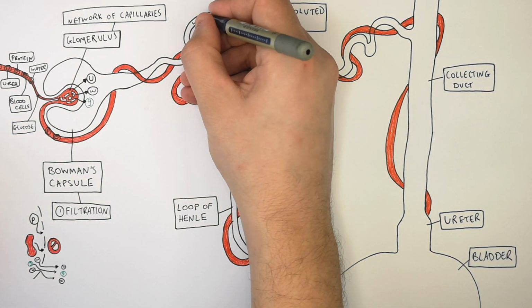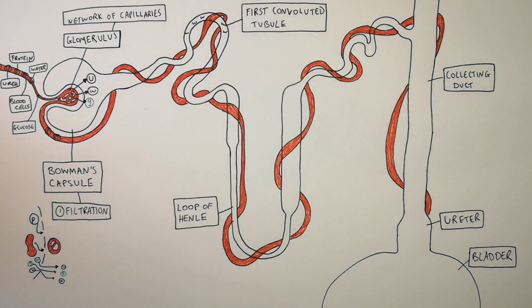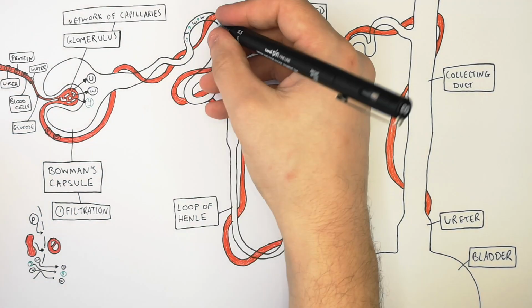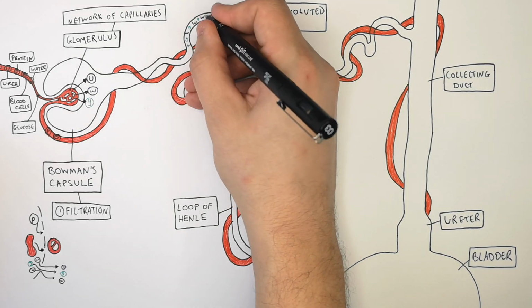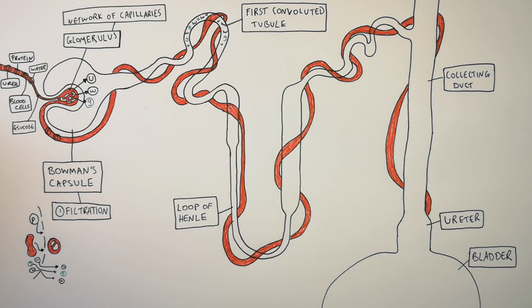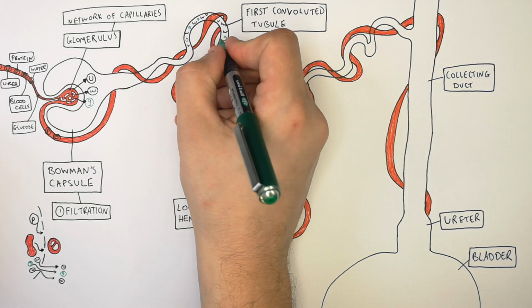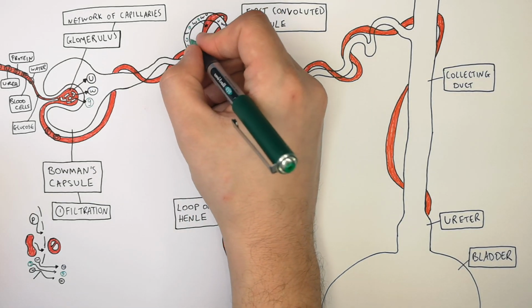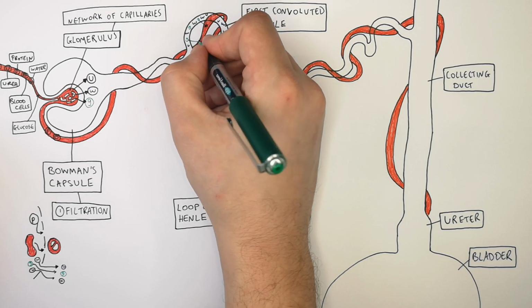I'm now going to explain what happened in the first convoluted tubule of the nephron. So remember that urea, water, and glucose were filtered from the glomerulus into the Bowman's capsule. So in the first convoluted tubule, you now find water, glucose, and urea. And it is in the first convoluted tubule that glucose is reabsorbed into the blood. So glucose is reabsorbed into the blood by active transport inside the first convoluted tubule.